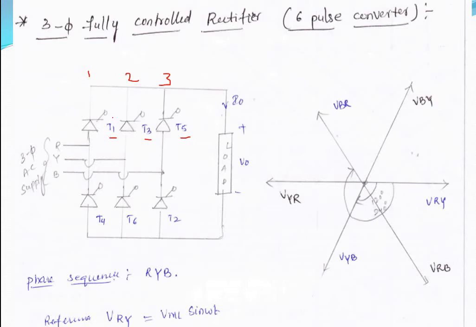Okay, so that is for alpha equal to 0. For example, alpha is equal to 0, so T1 conducts at 60 degrees, and for alpha equal to 30, T1 conducts at 60 plus 30, which is 90 degrees, which we'll see more clearly when we step into the waveform.